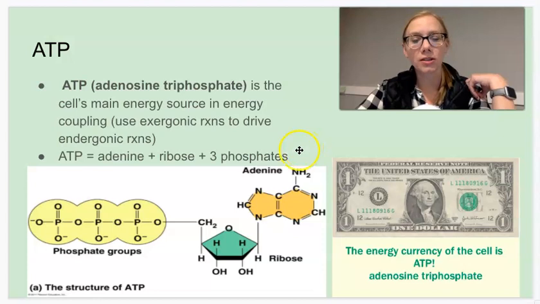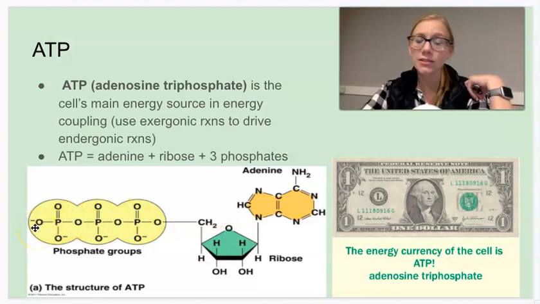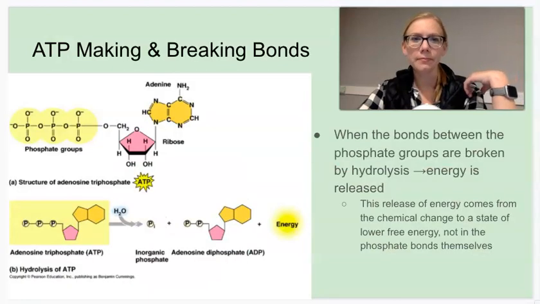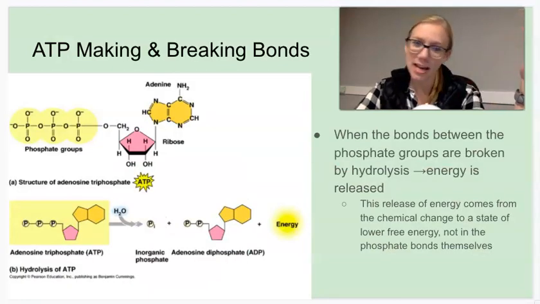You'll notice it's a nucleotide. It has an adenine group here, it has a ribose sugar, and then it has 3 phosphate groups attached to it. And these phosphate groups are really what plays a key role when we're talking about energy transfer and use in the cell. So ATP, making and breaking bonds.